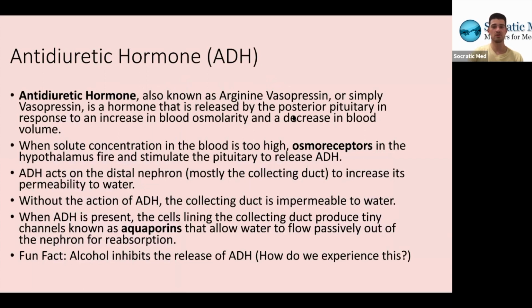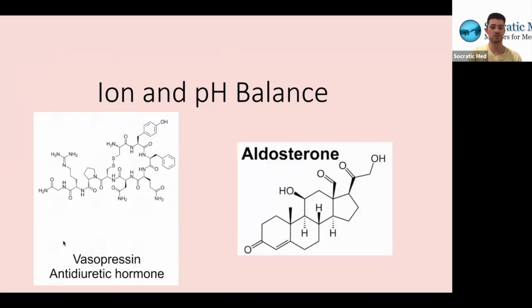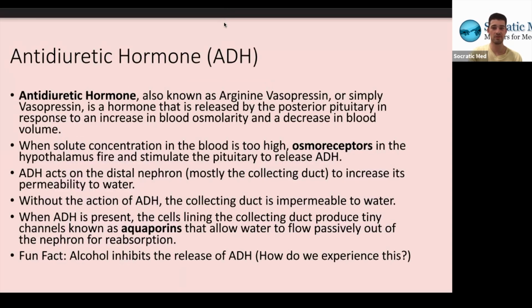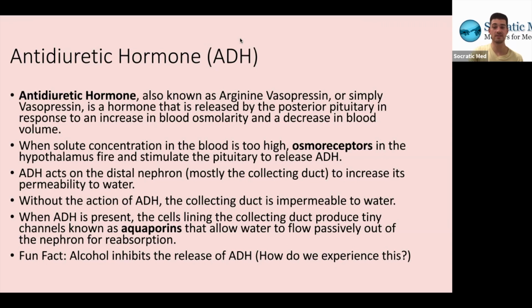So the first one we're going to talk about is ADH. Also, like on the other one, it's also known as vasopressin. This one on the left is ADH, antidiuretic hormone. It just has a bunch of different names. Arginine vasopressin, argipressin, AVP, ADH, vasopressin alone. So it's a hormone that is released by the posterior pituitary in response to an increase in blood osmolarity and a decrease in blood volume.